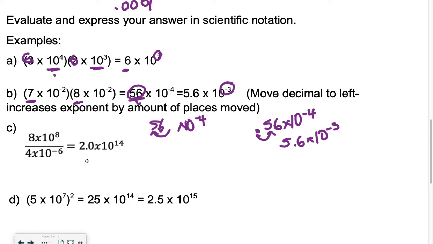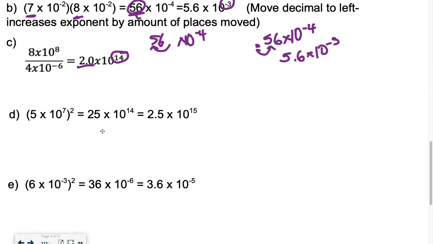Here the 8 and the 4 would divide to give us 2. 2 is good. 8 minus negative 6, remember 2 negatives become positive, 14. This is the example where you apply a power to a power. So 5 squared would be 25. And then a power raised to a power is 14. Again, we have to adjust this decimal. So moving to the left increases my exponent by 1.